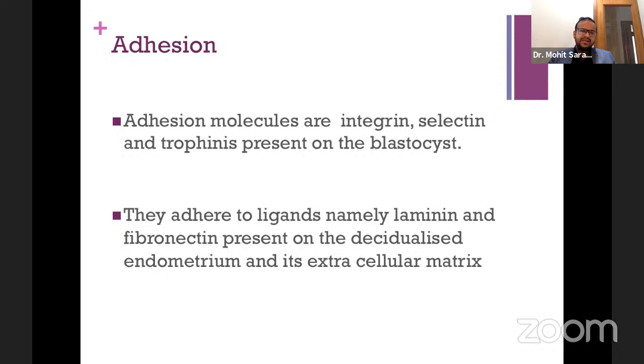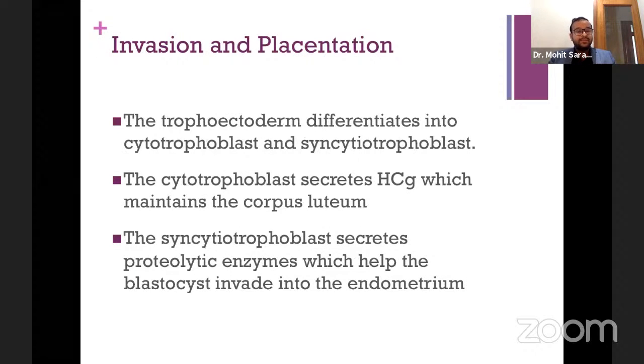In adhesion, there is a bridge formation or linking between adhesion molecules and ligands. So adhesion molecules are present on the surface of the blastocyst. These are integrins, selectins, and trophinins. And they in turn adhere to ligands, which are molecules present in the connective tissue of the endometrium, namely laminin and fibronectin. So these adhere together, and this results in implantation.